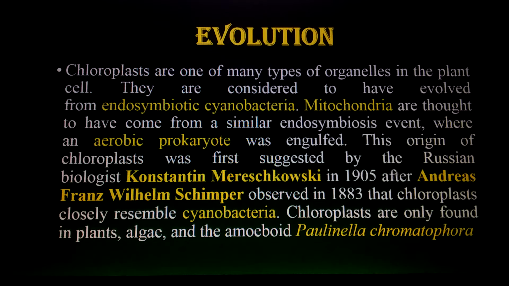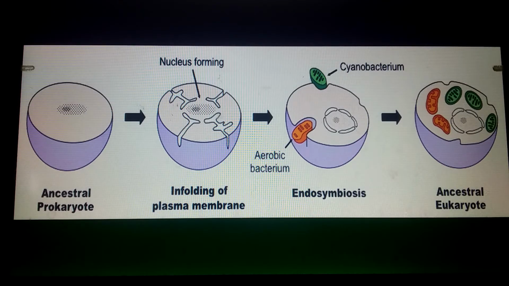So this origin of the chloroplast was first suggested by the Russian biologist Konstantin. Then later on, in 1905, Andreas Schimper observed in 1883 that chloroplasts closely resemble cyanobacteria. Is it clear? I have discussed a little bit about the endosymbiosis in my lecture about the mitochondria. So here I am giving you the overview of that endosymbiosis theory. Okay, now the concept is clear about the endosymbiosis and evolution of the mitochondria as well as the chloroplast.